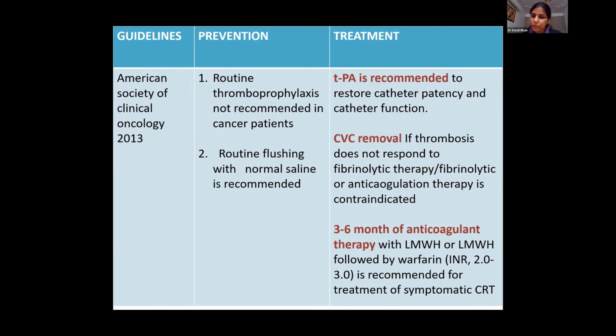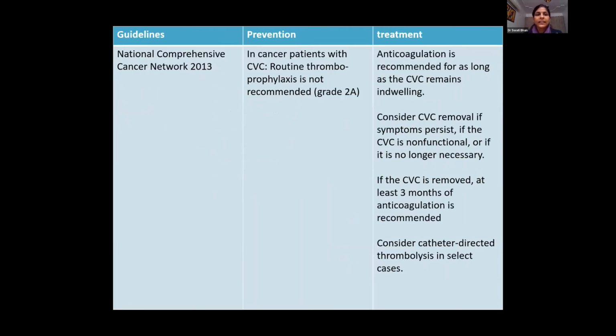However, first we should not remove the central line. We should start with the anticoagulant therapy. Again, the National Comprehensive Cancer Network says that anticoagulation should be recommended, and it should ideally be done for 3 to 6 weeks once we have a detected case of CRT. However, routine thromboprophylaxis, they also do not recommend.